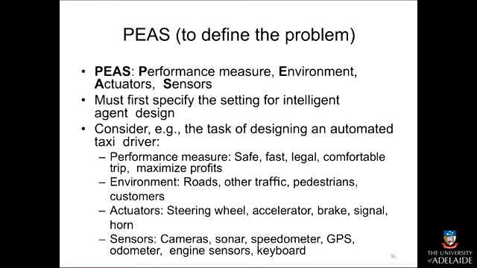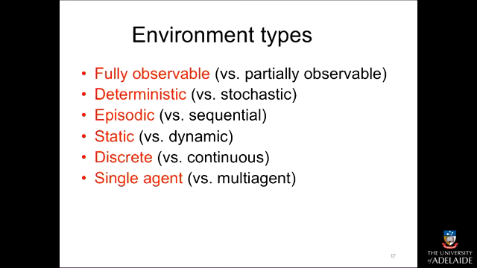Maybe a LiDAR sensor, so a laser rangefinder for mapping our environment. We probably need some engine sensors and so forth. So those are the sensors. So there's our PEAS: P, performance, environment, actuators, and sensors.